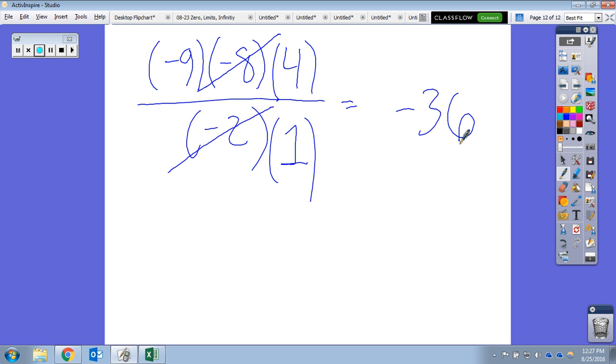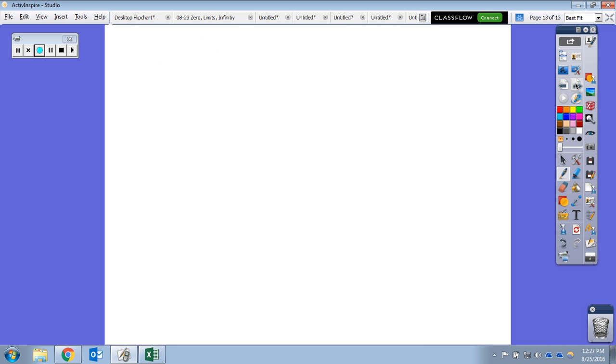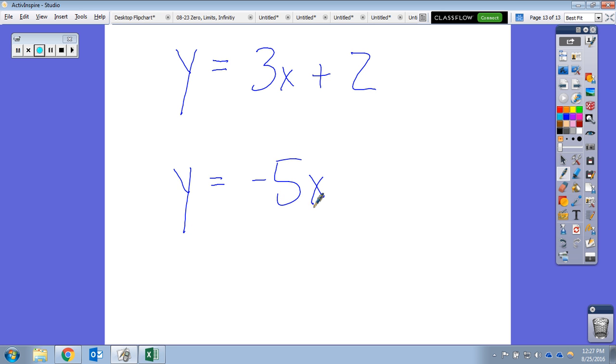Any other questions? No? All right, we're going to end with just a simple thing here. Which of these has a steeper slope? This one does. Even though the slope is negative, the absolute value of it is greater than the absolute value of this one's slope.